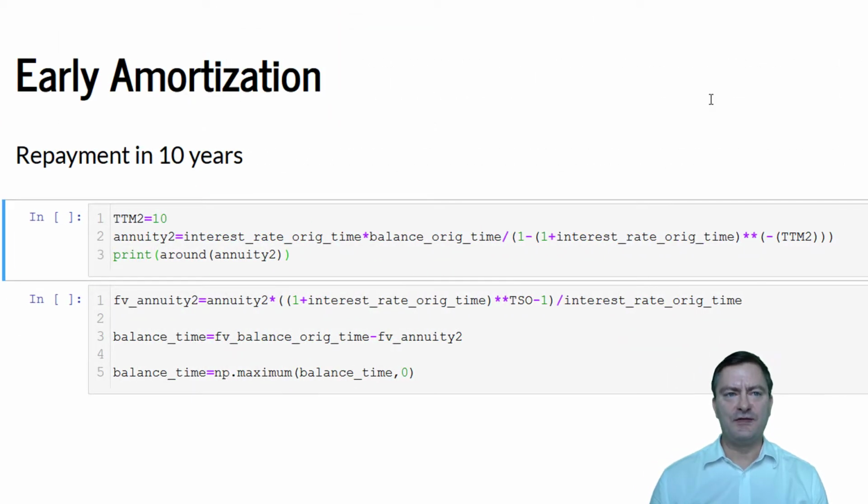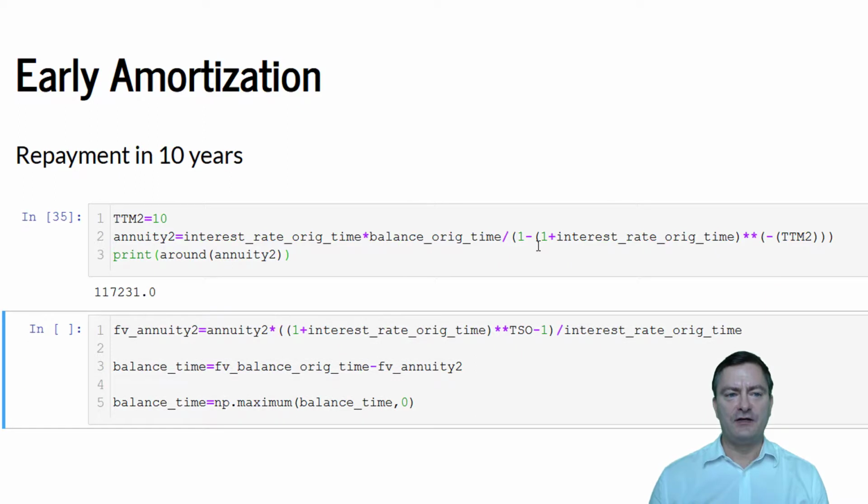Now let's have a look at what happens if borrowers amortize loans early. For example, if they repay a loan within 10 years. We retain all our assumptions from the previous example, except one. We change the time to maturity from 30 to 10 periods. We recalculate the annuity payments. We require an annuity payment of $117,231 in every one of the 10 periods to repay a loan of $1 million at an interest rate of 3%.